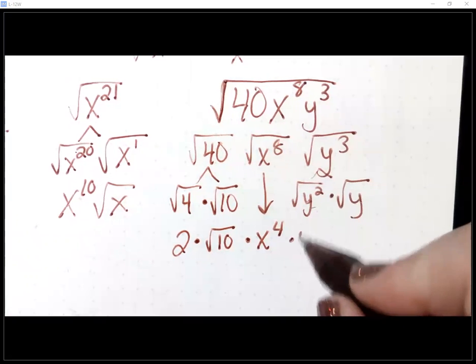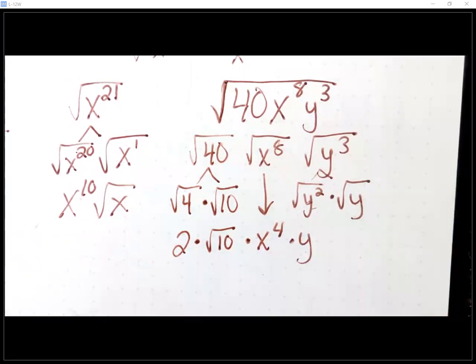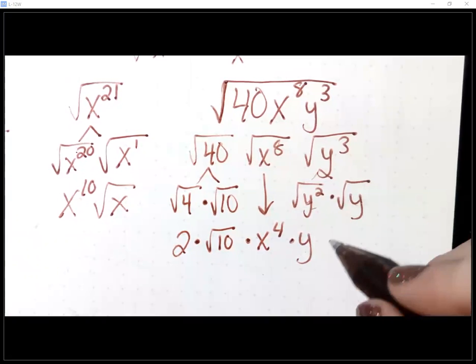You can't simplify the square root of just y any further. I can't go one lower because I'd just be saying y to the 0. I'm not going to get anywhere, so that is as far as that one can go.